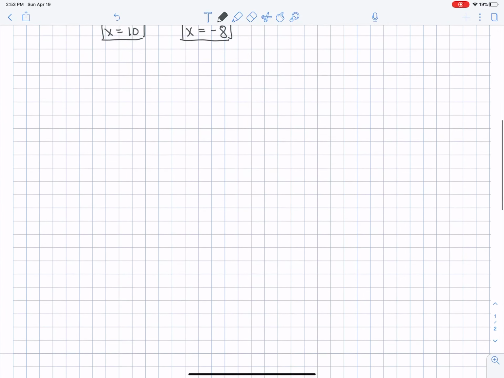These examples are going to get a little bit more complicated, but we are going to work through every single one of them.